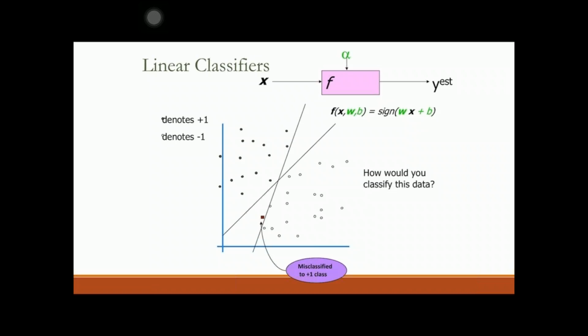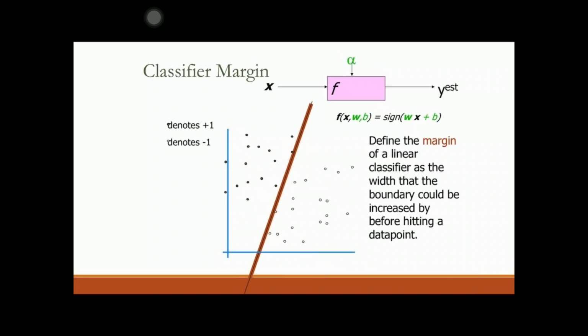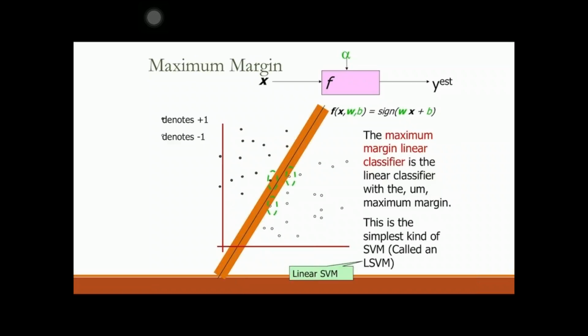So you have a line which defines the margin of a linear classifier as the width that the boundary could be increased by before hitting a data point. So whatever I said, that's written in English, right? Basically, you want to have the highest possible margin of that line in the data set. So why is it called the maximum margin classifier? Because we are increasing these margins. These are the margins. We are trying to increase these margins to the maximum.